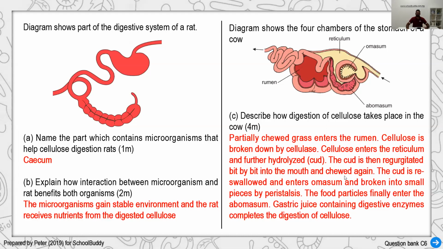When it's done with the chewing, it's going to swallow, reaching the omasum, and then broken down, and then later it goes to the abomasum. All the enzymes are going to break down the grass which contains the cellulose. And then whatever is not required is going to come out as feces to be excreted.